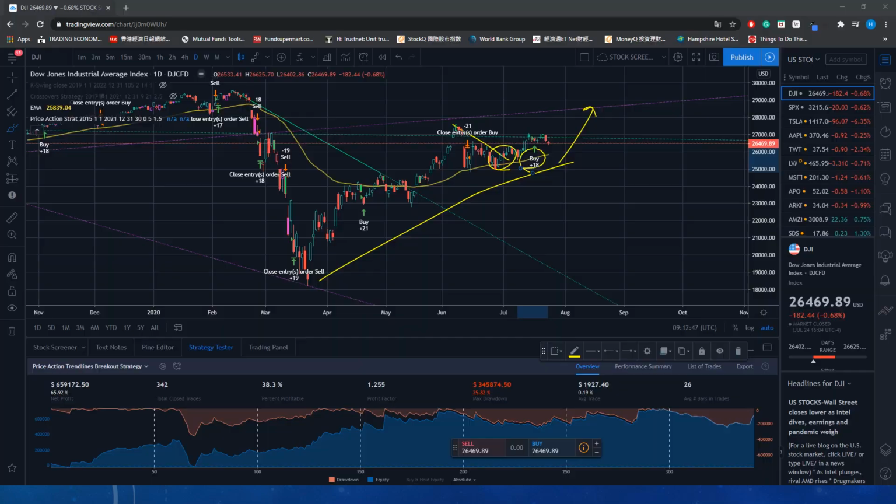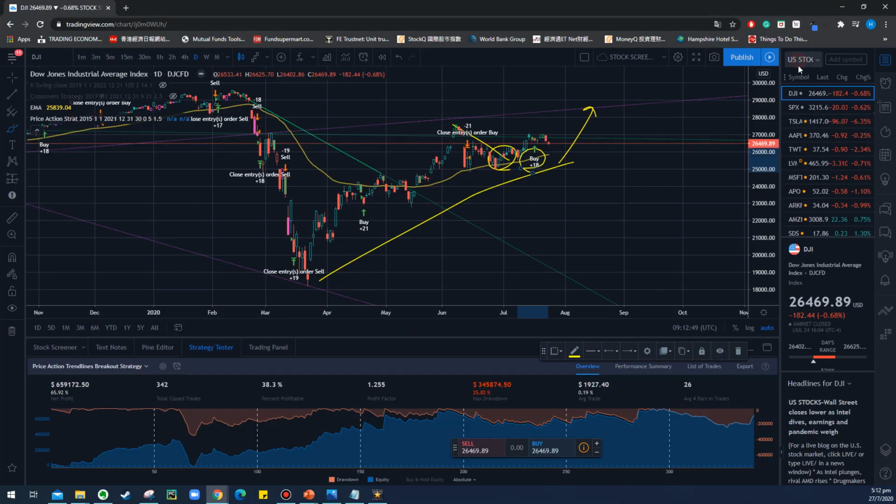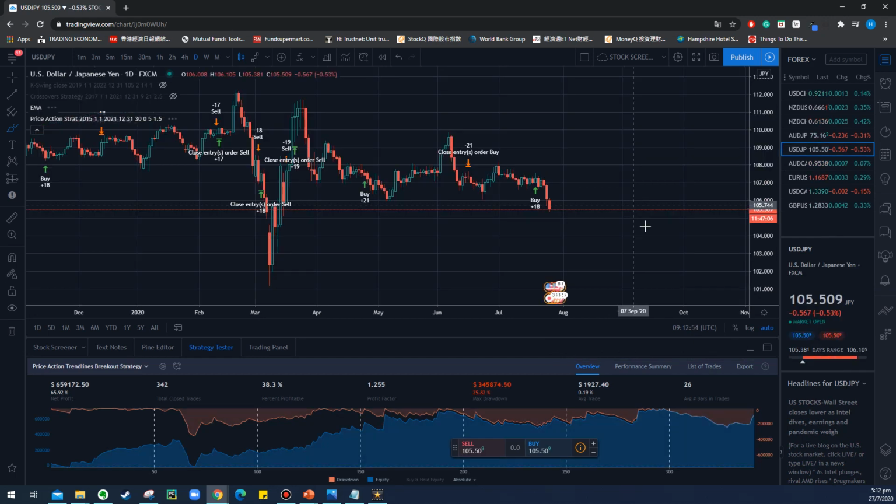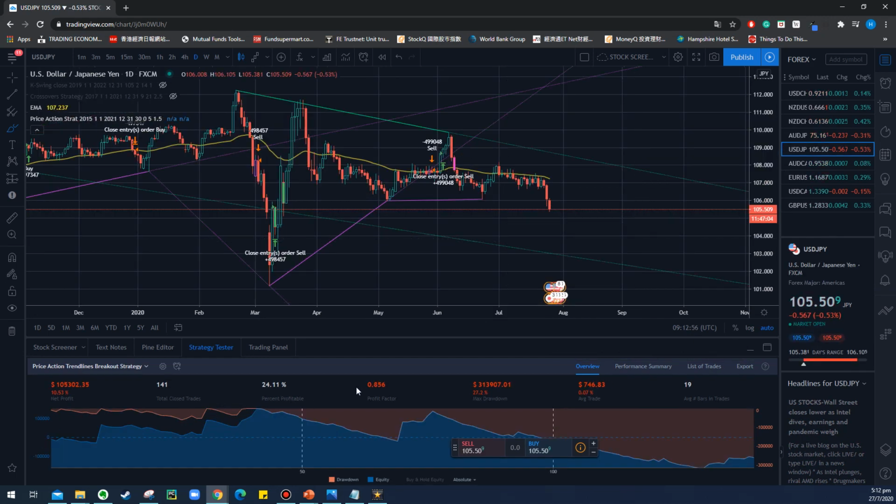First, I checked the US dollar to Japanese yen pair. We have a good number of closed trades generated from the signals by this strategy. However, the profit factor is below 1, meaning we are making a loss after 141 trades. The win rate is also below 50%, so the performance on US dollar to Japanese yen is not satisfying.